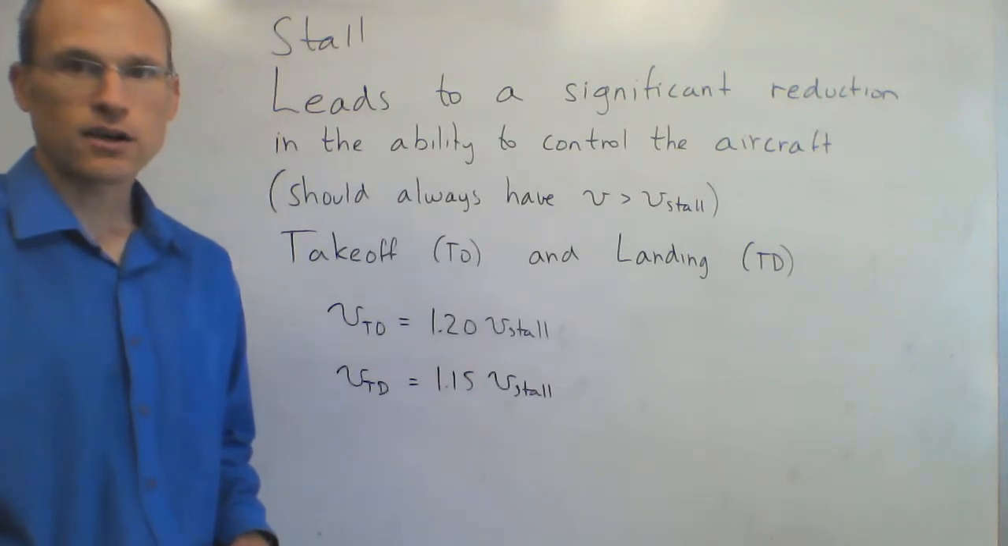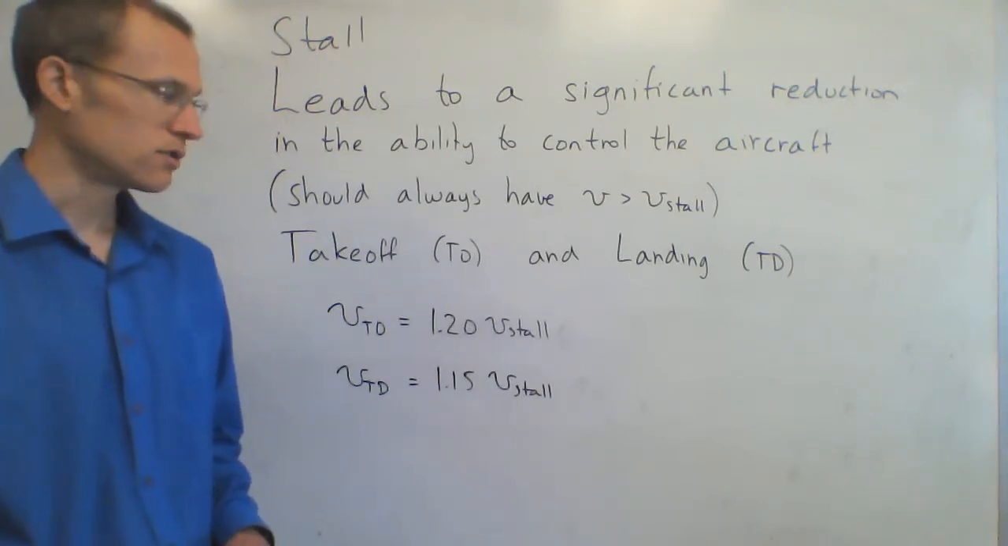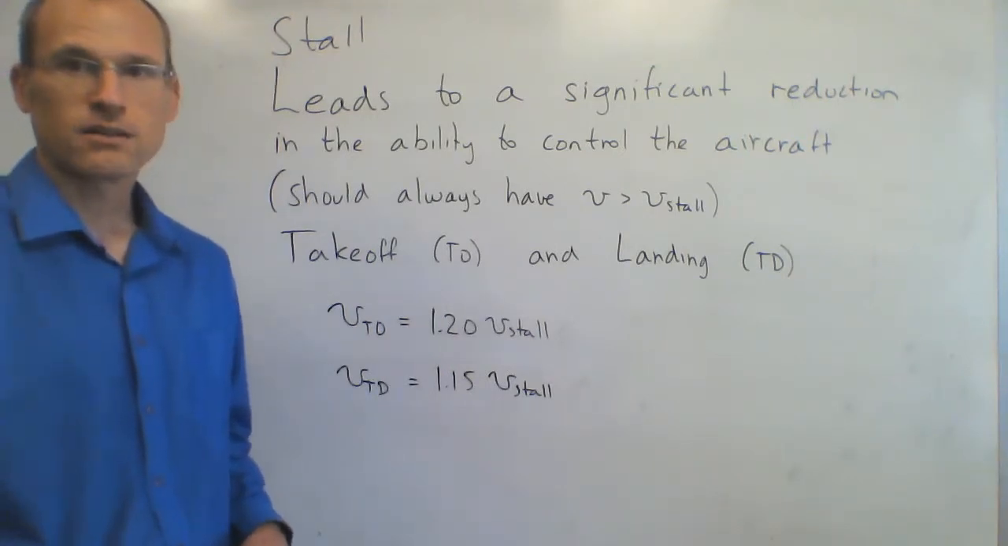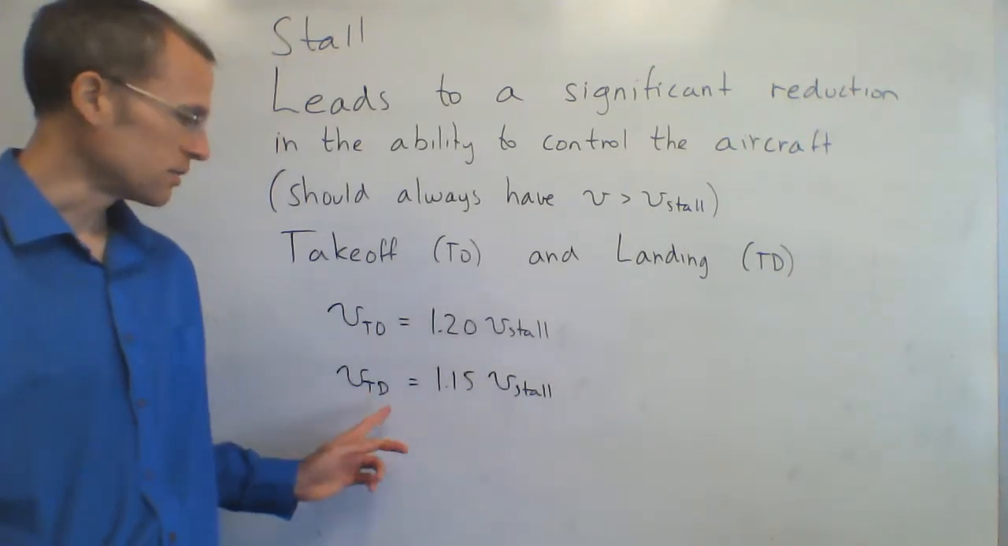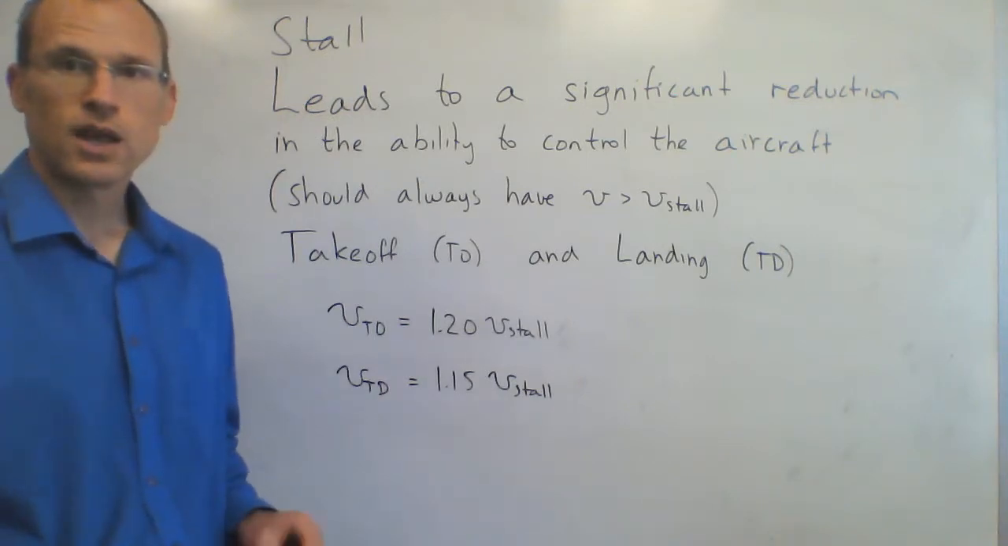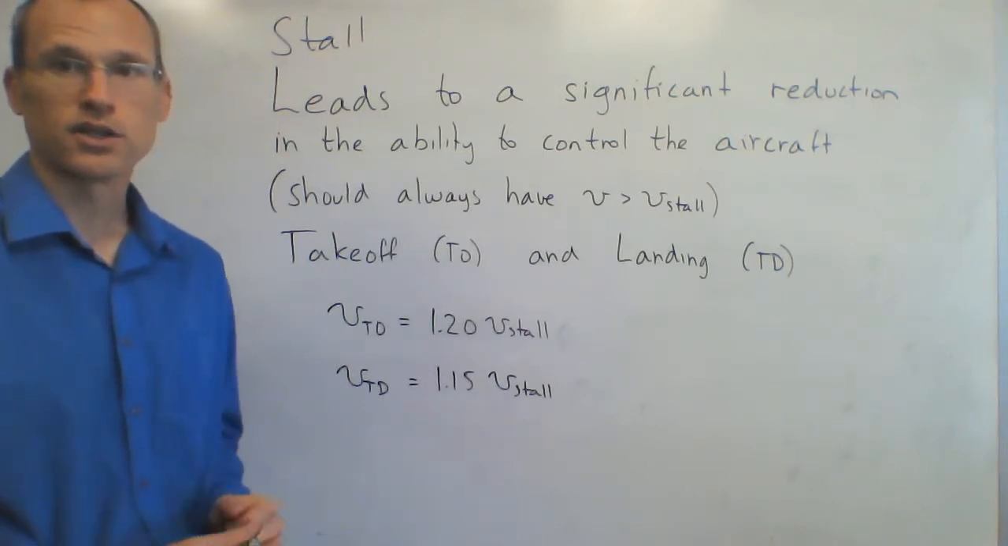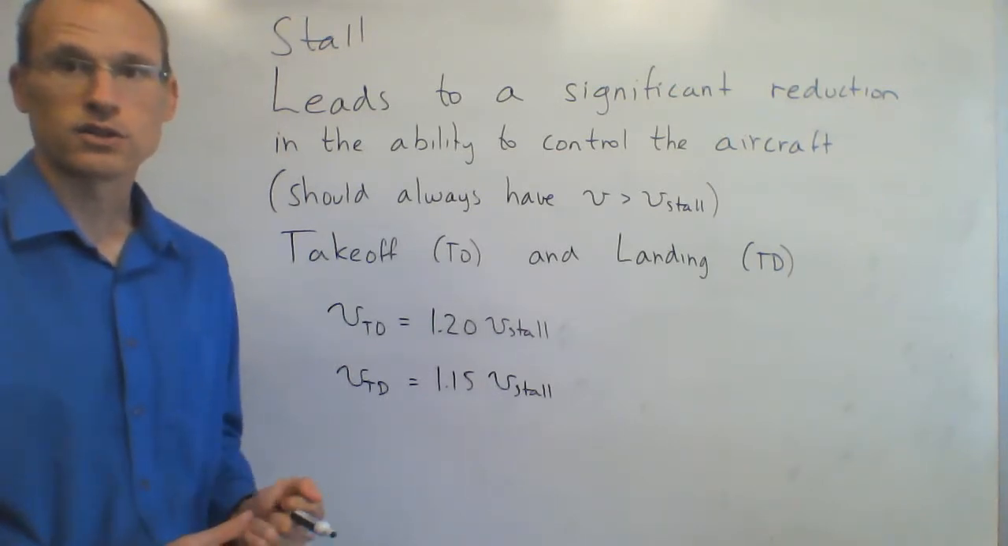So generally for takeoff, your takeoff speed is generally 20% higher than the stall speed. Similarly, landing, touchdown, your touchdown speed is generally roughly 15% higher than the stall speed. And again, this is to make sure that you can actually control the aircraft. If you need to turn or do anything else, you still have the ability to do that because you're going a little bit faster than stall speed.